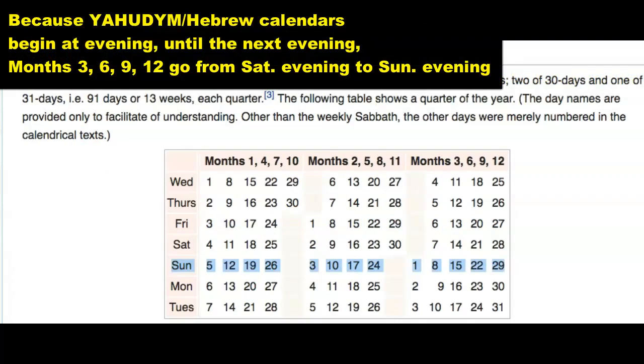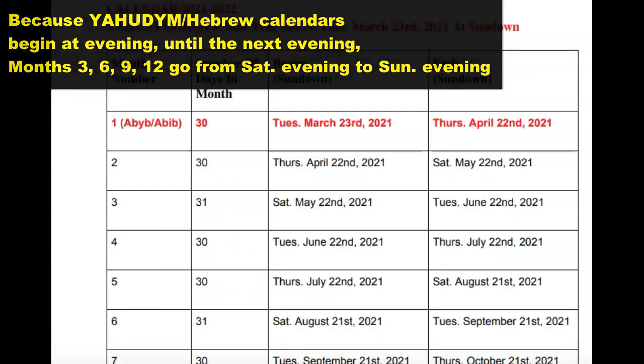See how according to the structure and according to the pattern of months 3, 6, 9, and 12, the first day of the month is always considered the first day of the week, commonly known as Sunday, as we just saw, or from Saturday evening to Sunday evening, according to the Gregorian calendar for months 3, 6, 9, and 12. That's when they will start, as we just saw in the feast calendar.